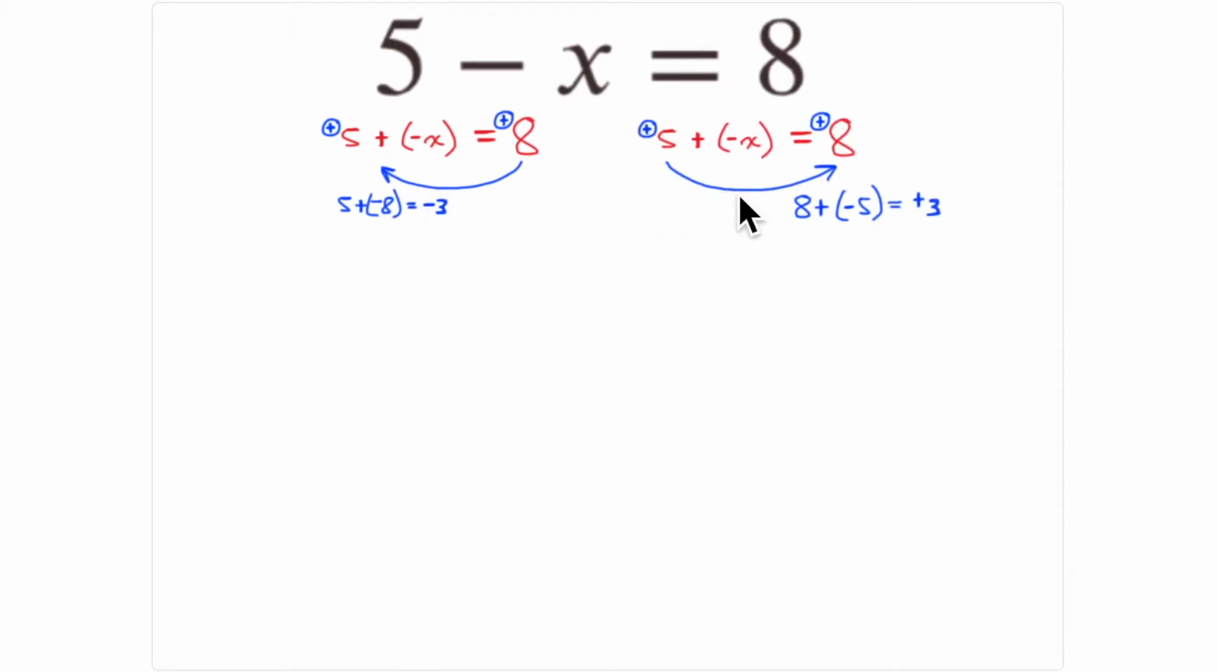So let's try this again. Instead of moving the 8 to the left, let's move the 5 to the right. Well, it's the same idea. You're going to add the additive inverse of a positive 5, which is a negative 5. So it's going to show up on this side as negative 5. It's going to disappear from here because a positive 5 plus a negative 5 is 0. So now you have negative x equals positive 3. Over here, we actually have everything on the same side.